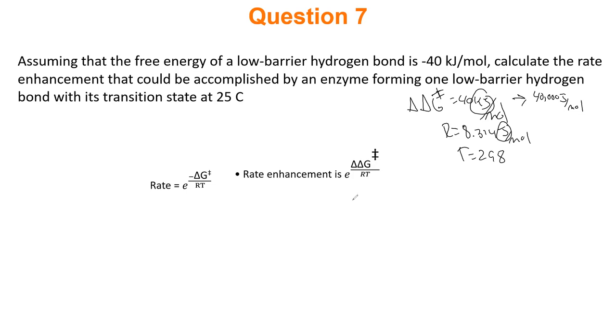And now we're pretty much done. We just have to plug this into our calculator. So it's the exponent of 40,000 divided by 8.314 times 298. And so our rate enhancement is, when we do this, 10 to the 7, 10 million. So our rate by making one hydrogen bond, if a hydrogen bond has a free energy of minus 40 kilojoules per mole, is 10 million. We have just sped up our reaction by 10 million times by making one hydrogen bond.